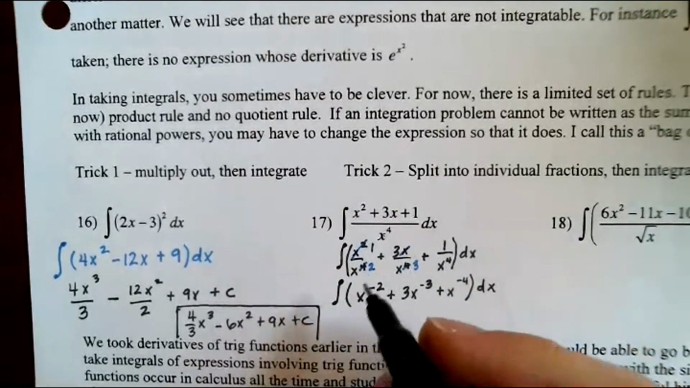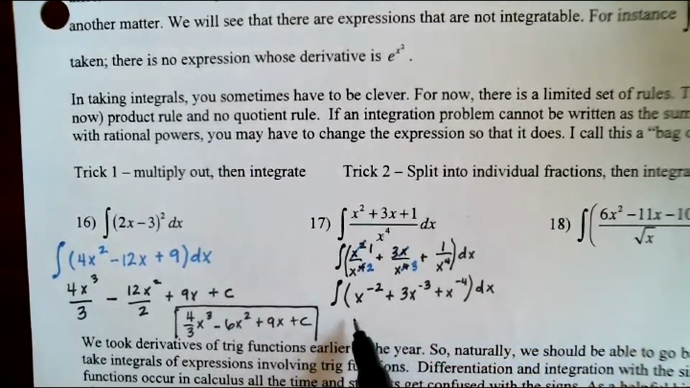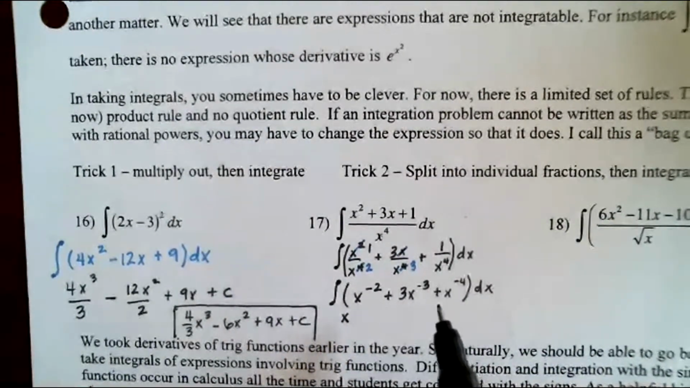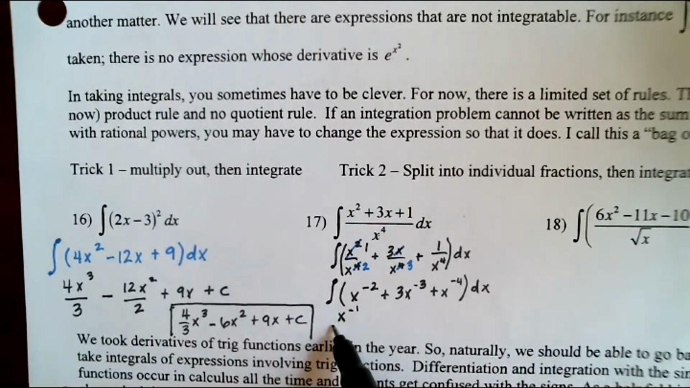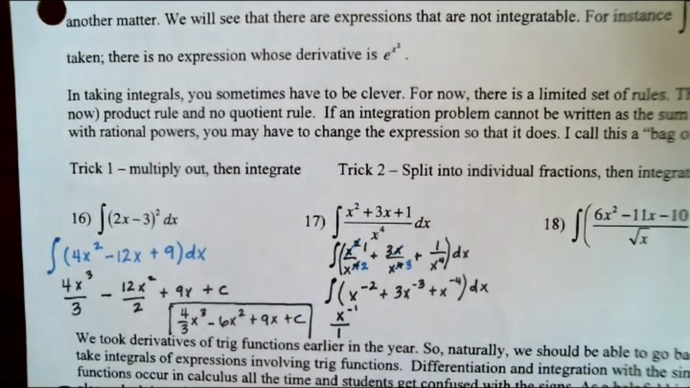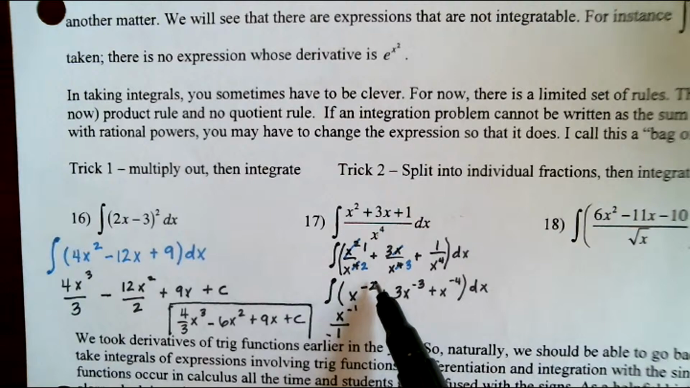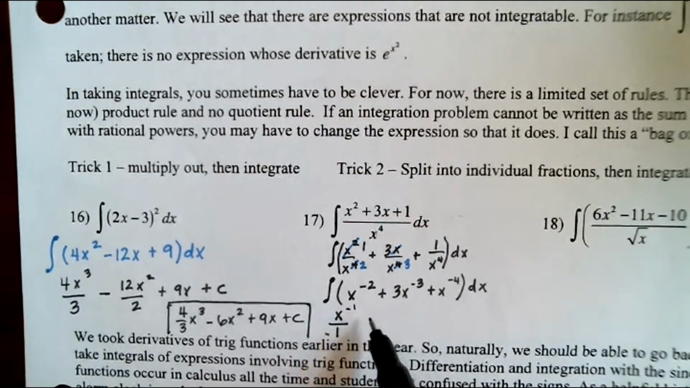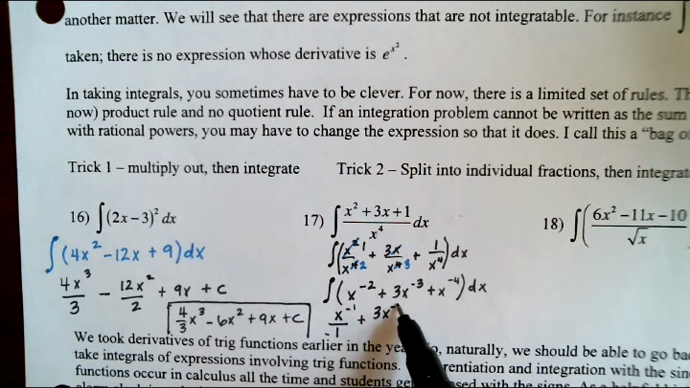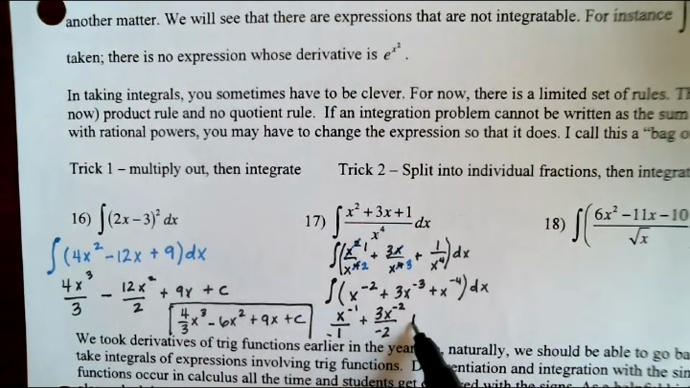So now we're good here. So we would say x to the negative 1 over negative 1. Again, we add 1, that's going to be negative 1. So negative 1, negative 1. Plus the 3 is a constant, so it stays. 3x to the negative 2 over negative 2. And then plus x to the negative 3 over negative 3.